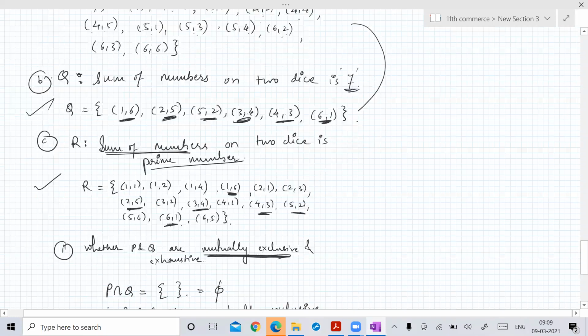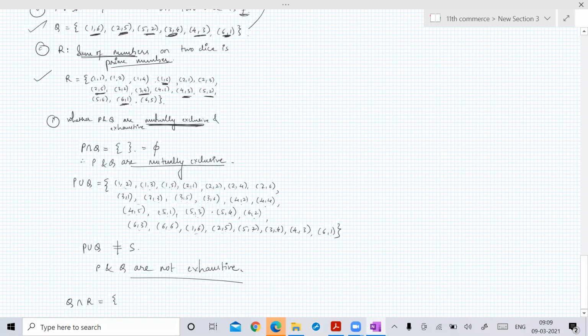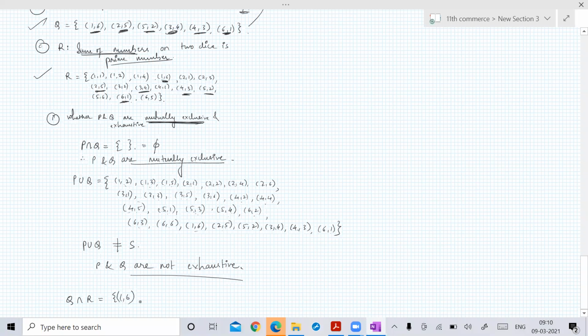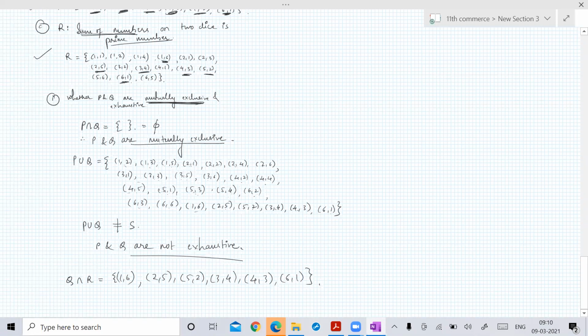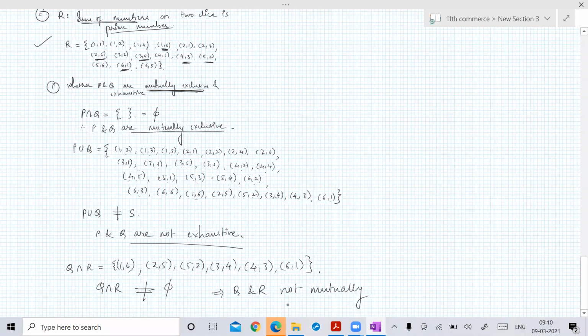तो मतलब सारे के सारे है Q इंटरसेक्शन R में, पूरा का पूरा Q आ रहा है, मतलब 1,6, 2,5, 5,2, 3,4, 4,3, 6,1 है ना? तो yes, Q intersection R is not equal to empty set or you can say phi, है ना? तो अगर ये empty set नहीं है तो म्यूचुअली एक्सक्लूसिव नहीं है ना? So Q and R are not mutually exclusive.